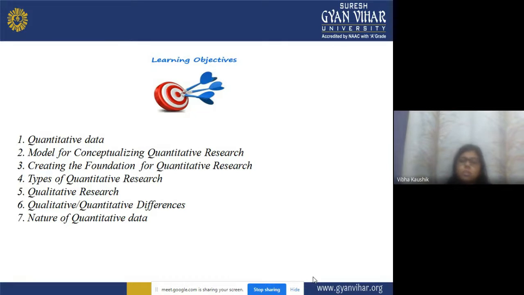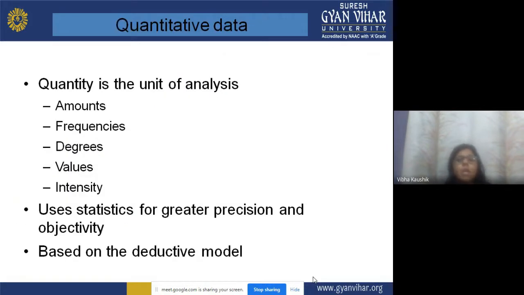Nature of quantitative data. In quantitative data, the unit of analysis is quantity: amount, how much; frequency, how often; degree, values, and intensity. We use statistics for greater precision and objectivity for the data, based on the deductive model.